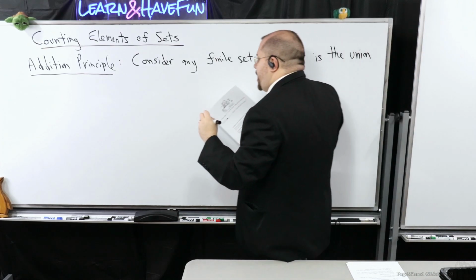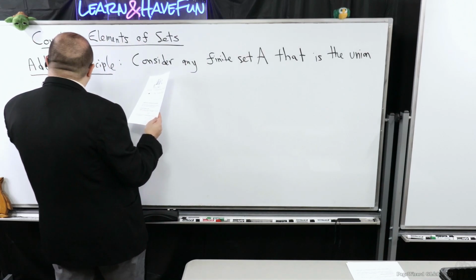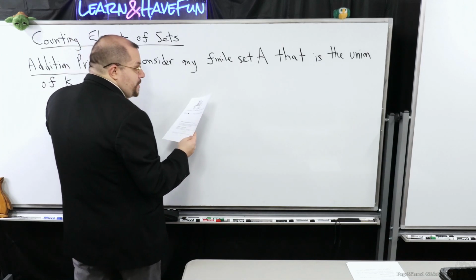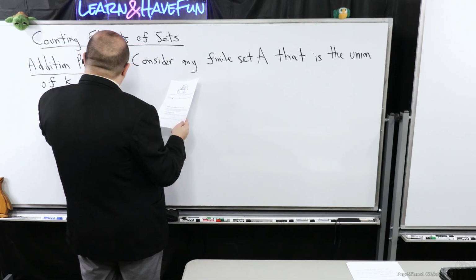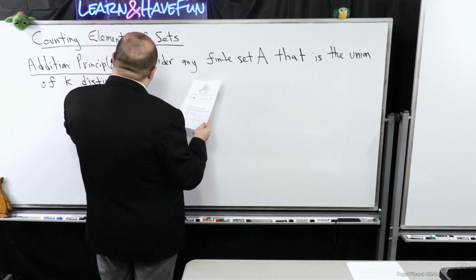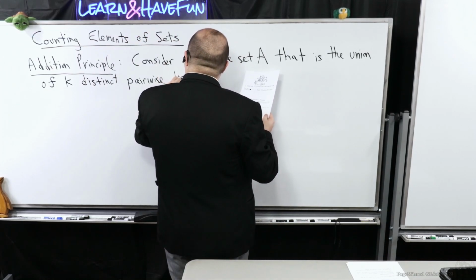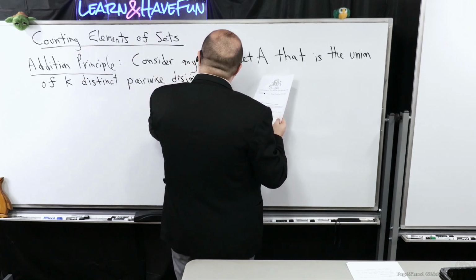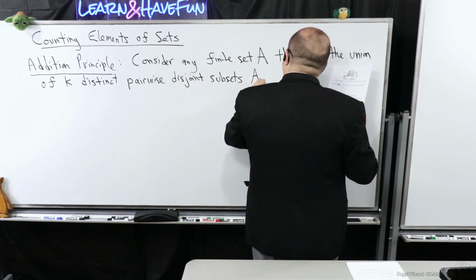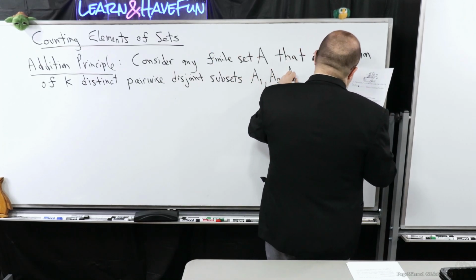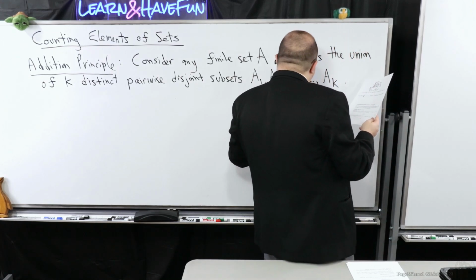The union of K. So I'm going to imagine I have K. So imagine, think of K as the bucket. So K would be 3 in our example. K distinct pairwise disjoint subsets A1, A2, A3, all the way up to AK. So there's actually going to be K of these subsets.